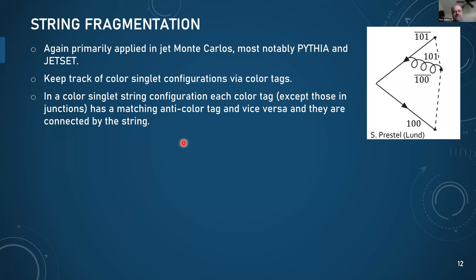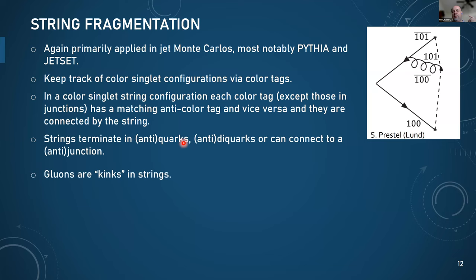so just very generally, what can these strings look like? They can start or end on quarks and anti-quarks. There's also diquarks in principle in Pythia. Because a diquark, like an up and down quark together, can again make an anti-triplet in terms of color, you just treat it in terms of color like an anti-quark. Or they can connect to a junction or anti-junction, and I'm going to talk about this now.